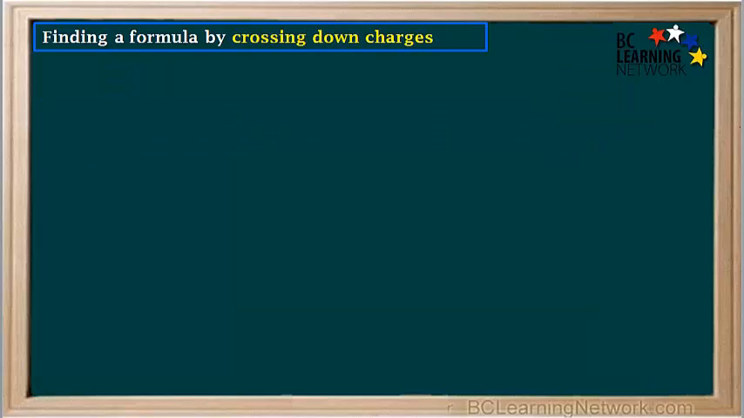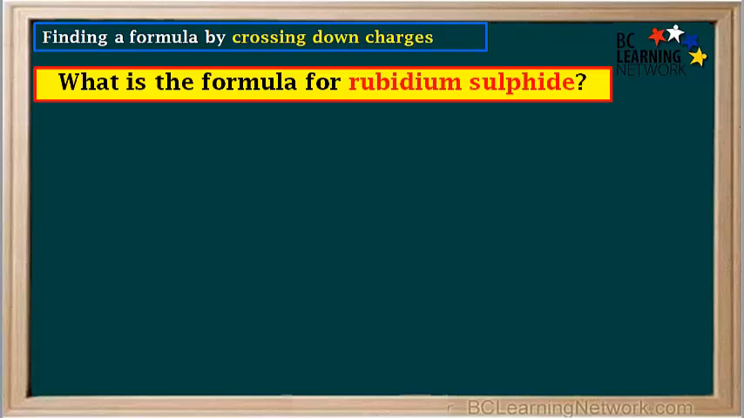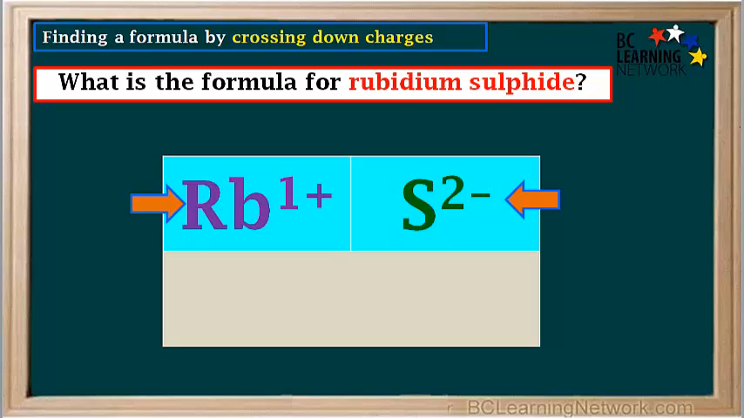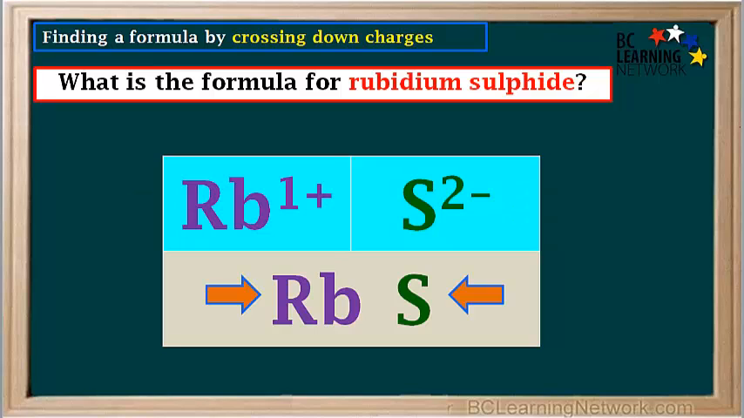Now we'll do a couple of examples using the other method, which can be called crossing down charges. We're asked to come up with the formula for rubidium sulphide. We find the symbols and the charges for rubidium and sulfur on the periodic table. We jot down the symbols and their charges here. We write the symbols down here, leaving a space between them. We bring the 2 from the charge on the nonmetal down and write it next to the metal symbol. Like this. Notice we don't carry the negative sign with it.